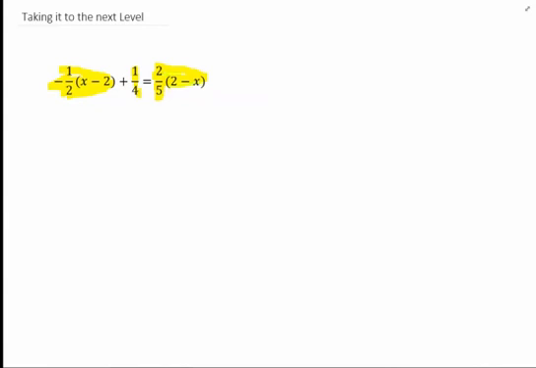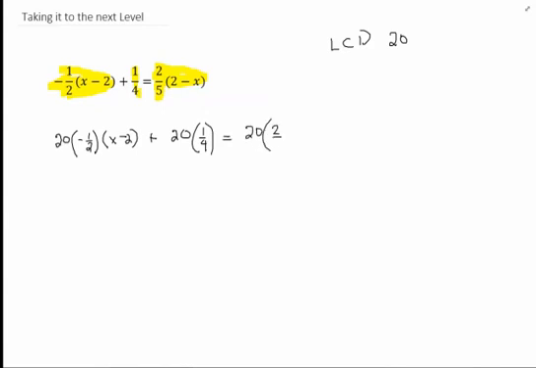But before we multiply it through, we're going to eliminate the fractions, which makes it much easier then to solve it. Again, we need to find our lowest common denominator, and we've seen this combination before, 2, 4, and 5, so our lowest common denominator is 20. When we multiply the whole equation, we multiply each term in the equation by 20. So I have 20 times negative 1/2, I'm going to bracket it like that, times (x minus 2), plus 20 times 1/4, that equals 20 times 2 over 5 multiplied by (2 minus x).